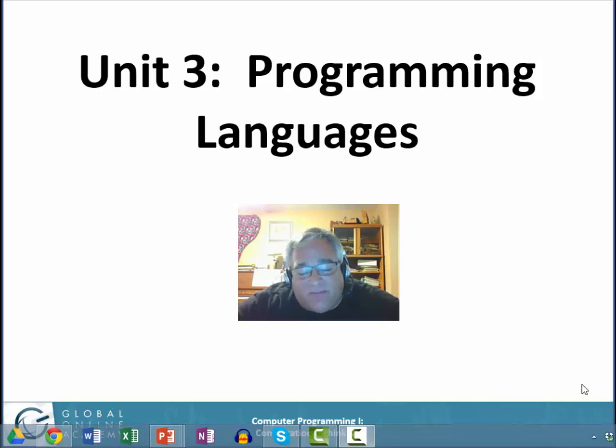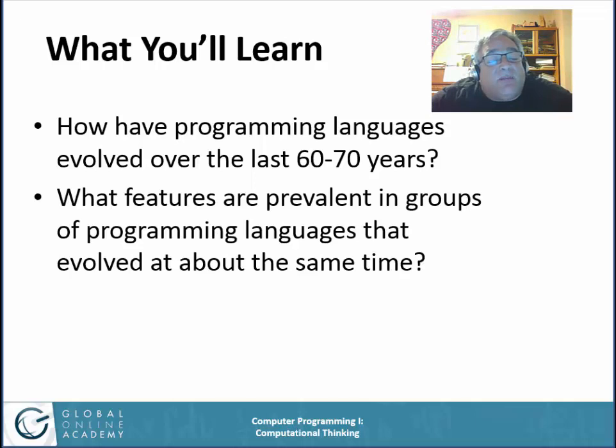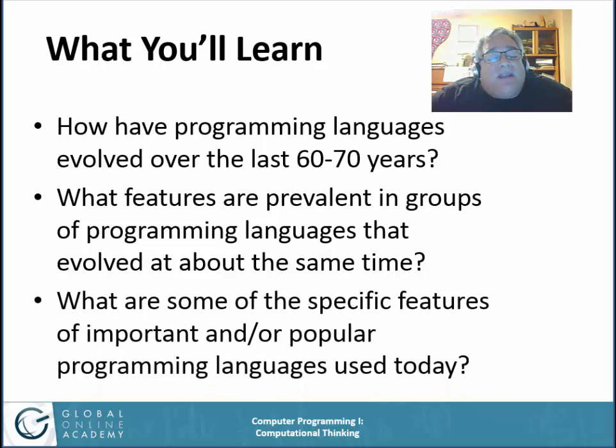So, what is it that we're going to be doing? What you're going to learn? How have programming languages evolved over the last 50 or, well, 60 or 70 years, like since about the 1950s? What features are prevalent in groups of programming languages that evolved at about the same time? We'll talk about programming languages in terms of generations of those languages and see what sort of things they had in common with each other, and how subsequent generations of languages focused on things that just weren't as important or weren't even possible at the times of the earlier generations. And then, what are some of the specific features of important or popular programming languages used today? You'll actually roll up your sleeves a little bit.